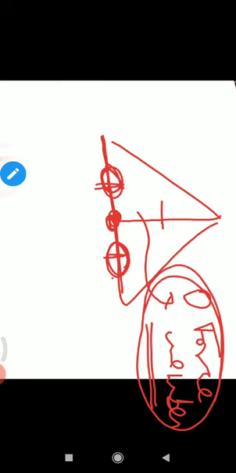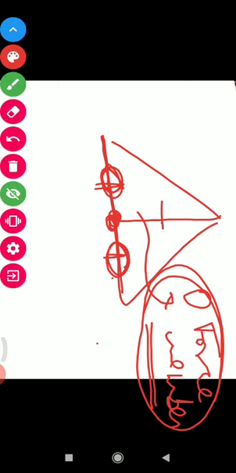Okay, this is the basic concept for the truss. Now we will see some examples, and we will try to apply these concepts over those examples. Okay, so that's all for now.